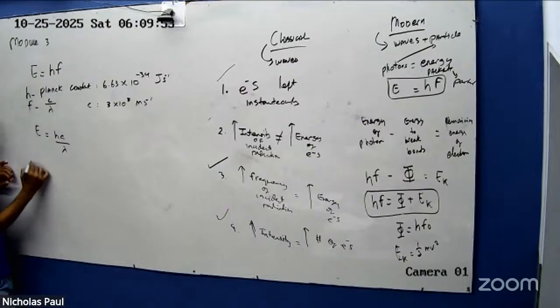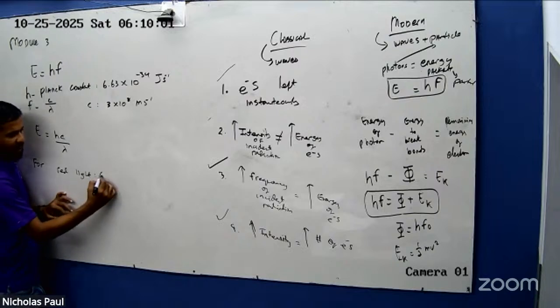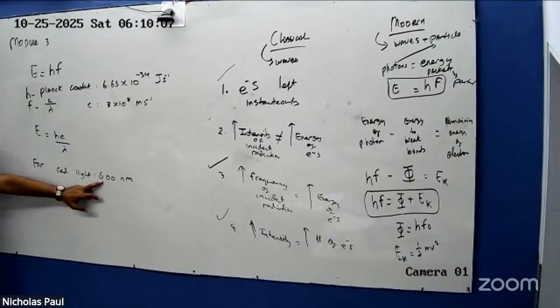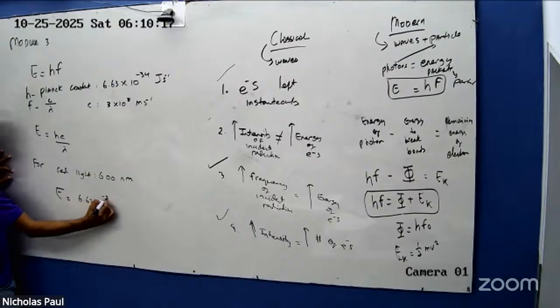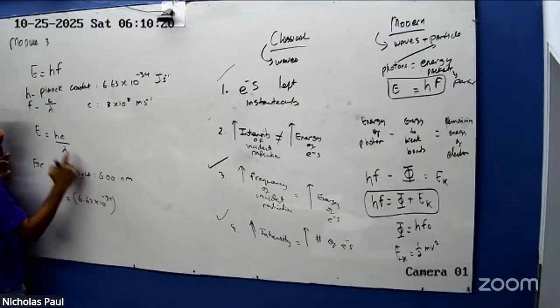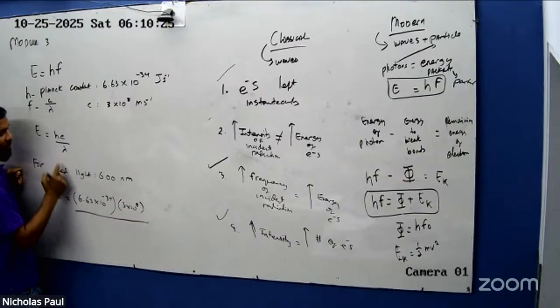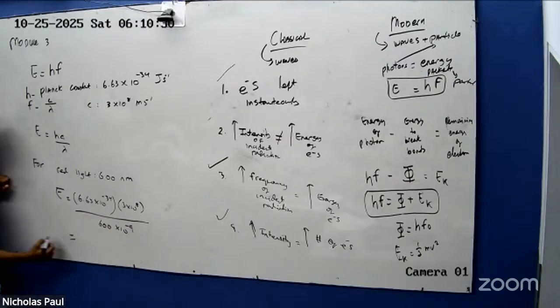So let's say for red light, you all remember the wavelengths. Let's assume it's around 600 nanometers. Watch this here. Let's look at the energy a photon like this will produce. E is equal to h, which is 6.63 by 10 to the minus 34, times the speed of light, 3 by 10 to the 8, over the wavelength, 600 by 10 to the minus 9. Go to your calculator and tell me what you get.